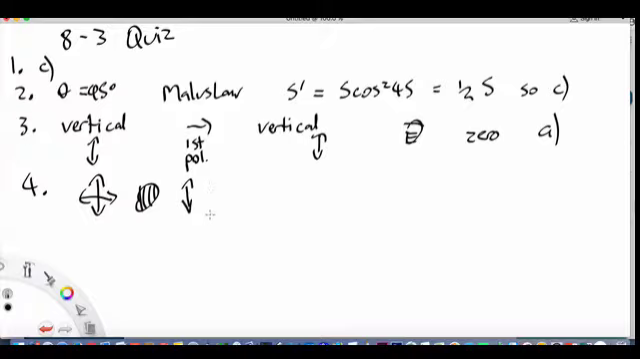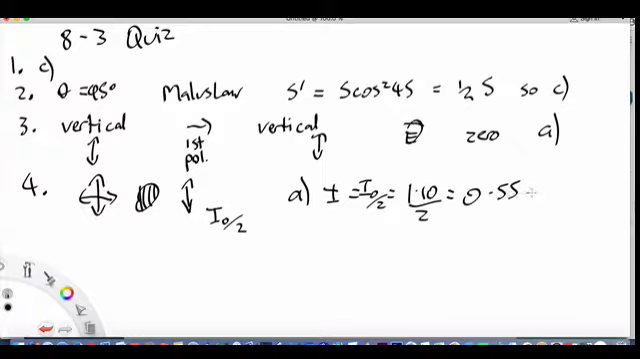Now, number 4, we start with unpolarized light, and we have a vertical polarizer. So that means it's the 1/2 rule. It is vertically polarized. It is down to 1/2 the intensity. So A, we simply have intensity is I0 over 2, and that is 1.10 over 2, which is 0.55 watts per square meter.